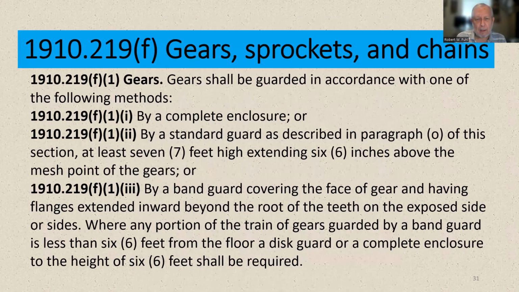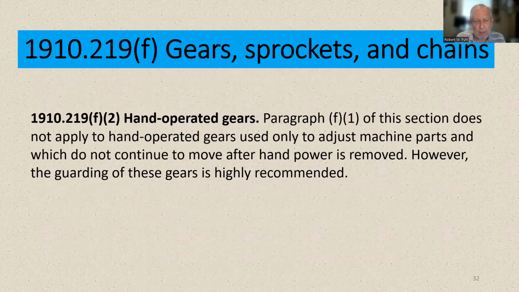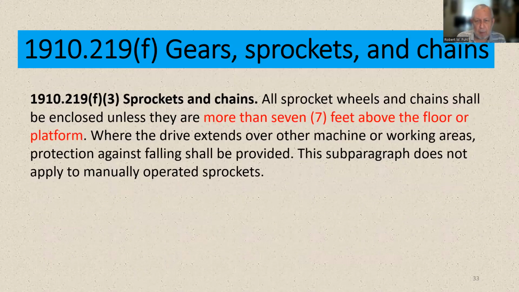Gears should be guarded in accordance with the following methods: by complete enclosure or by a standard guard at least 7 feet high. There you go. So there's your 7 feet again. Hand operated gears does not apply to that. Sprockets and chains, all sprocket wheels and chains shall be enclosed unless they are more than 7 feet above the floor work platform.